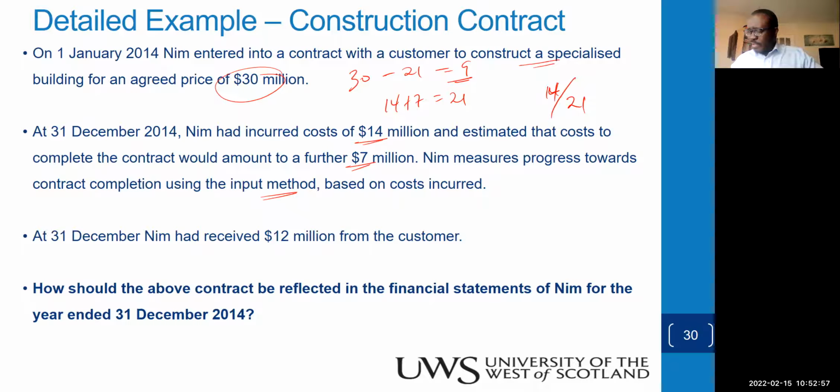14, and just a second, let me be sure. We'll find it in the slides in the next section, but just to put this as a teaser ahead of time. So 14 by 21 giving us some 66.7, giving us some 66.67%. That's the rate at which we've completed. So they measure progress using the input. At 31st December, they had received 12 million from the customer. That's the amount they have received so far. How should the above be reflected in the books of the company?